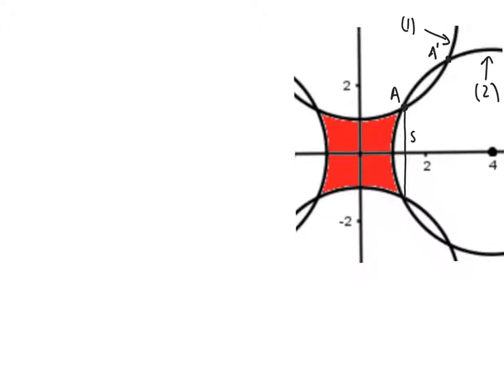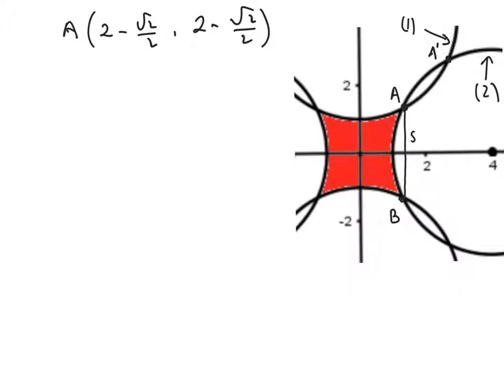Now we are interested in the point A because this is the one that makes our square, and this is the point with the smaller x coordinate, so we can say that A has got the x coordinate 2 minus square root 2 over 2, and the y coordinate is equal to the x coordinate, also 2 minus square root 2 over 2.